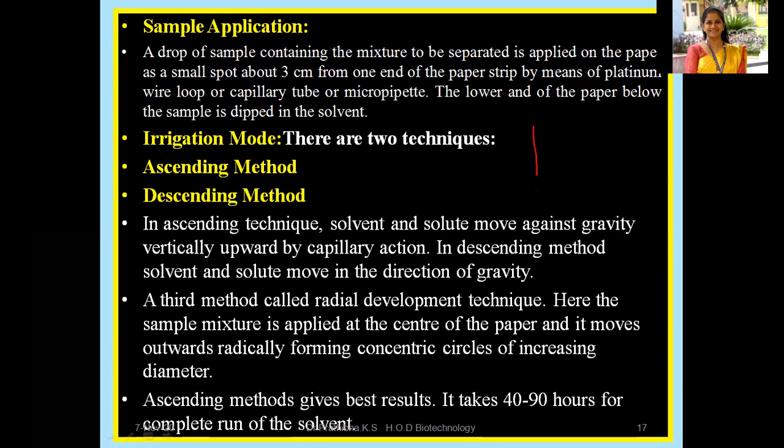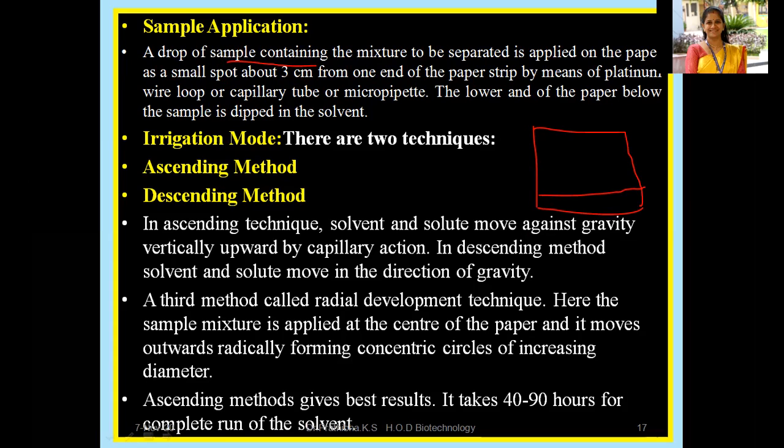For example, you are going to take this Whatman filter paper. Once you take the Whatman filter paper, by using the scale, you are going to draw a line. What I told you: a drop of sample containing the mixture to be separated is applied on the paper as a small spot about 3 centimeter from one end of the paper strip by means of a platinum wire loop or capillary tube or micropipette.